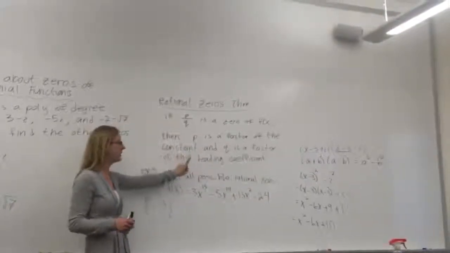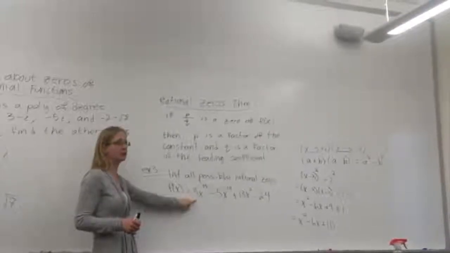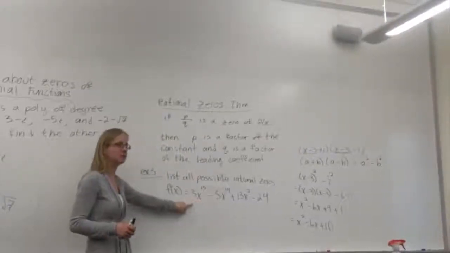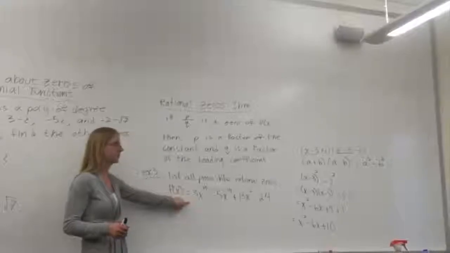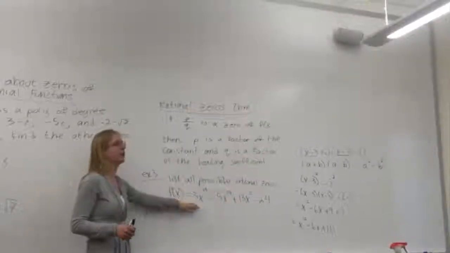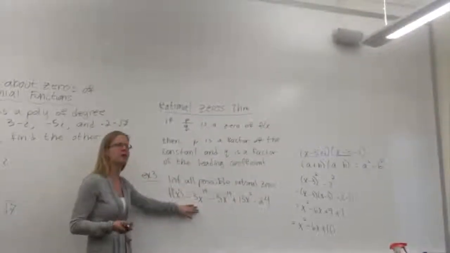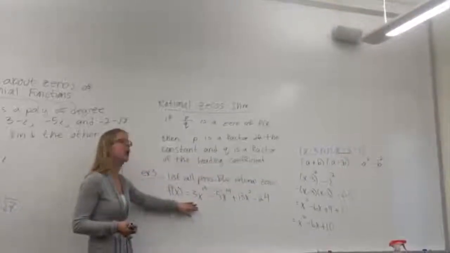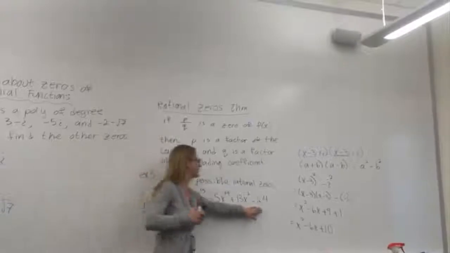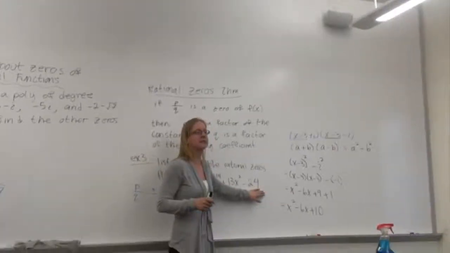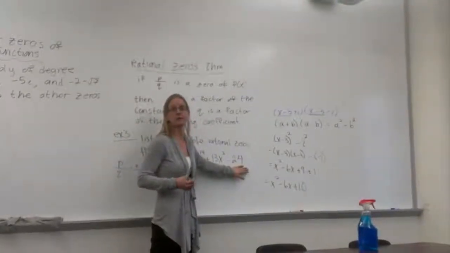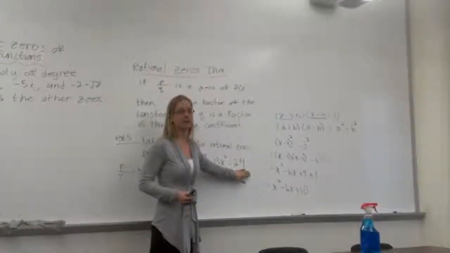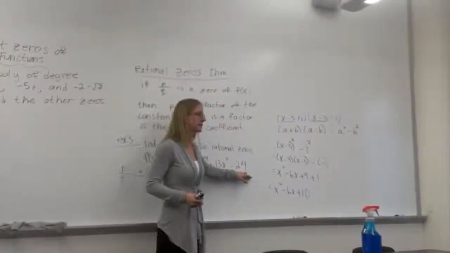So what is my constant in this polynomial? Let me ask you the other way. What's the leading coefficient? 3. Okay, so what's the constant? There you go, negative 24. The constant is the number that has no x's with it. Learn something new every day, right? So the constant is the negative 24.